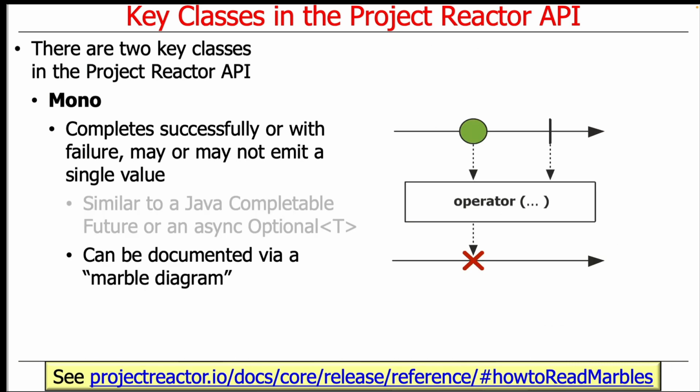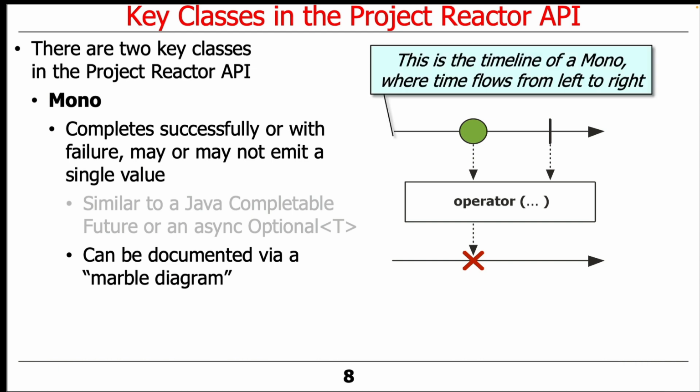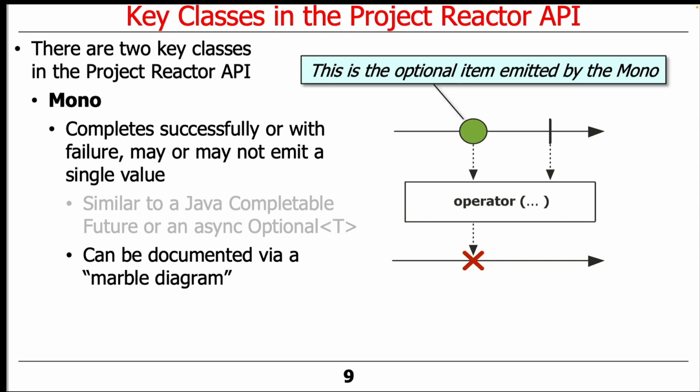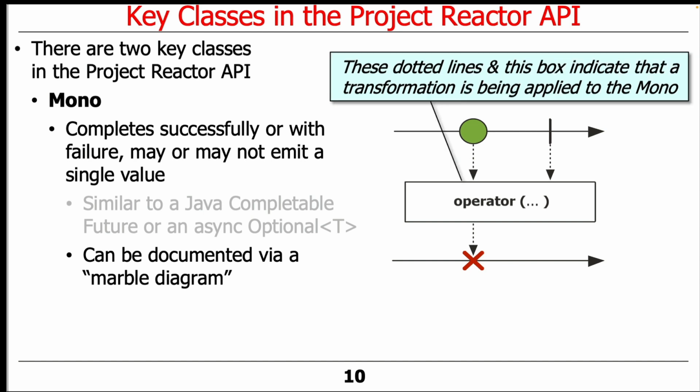Monos, and fluxes for that matter, can be documented via marble diagrams. And why do we need these? We need these because it's a little complicated at first to get your head around what the heck is going on with reactive programming. And so we use these to try to visualize the behavior of operators. So there's a timeline here where time flows from left to right. And this little circle here is the optional item that'll be emitted by the mono.